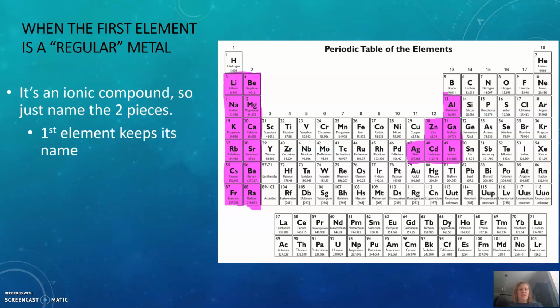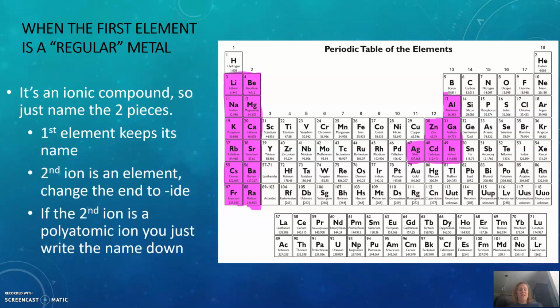So you just write the two names. The first element keeps its name. The second element will be over here. Over here would be the first elements. Over here's the second elements.